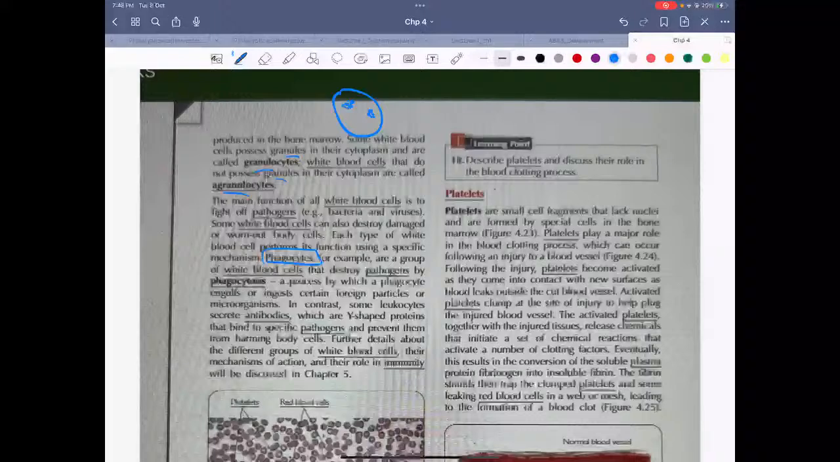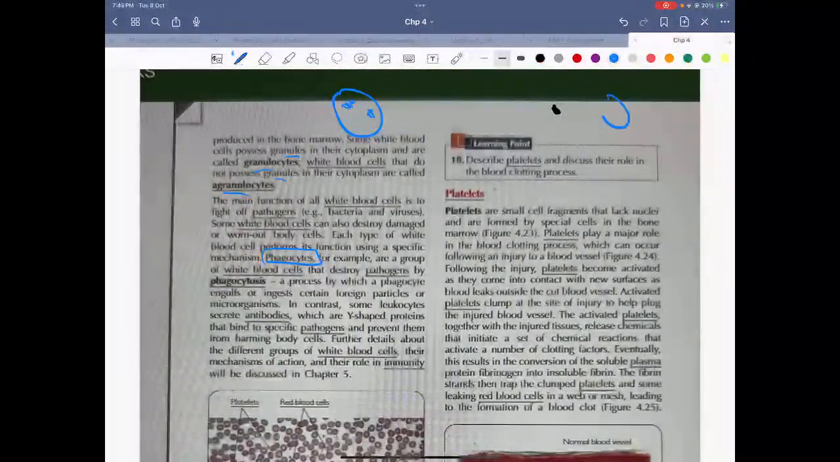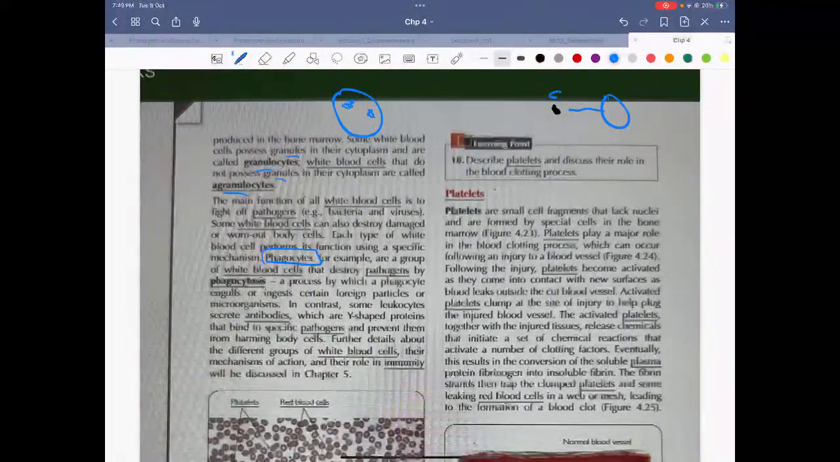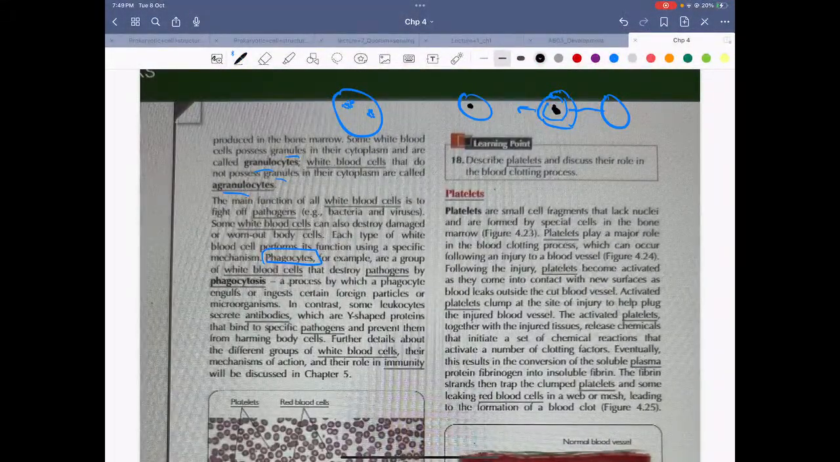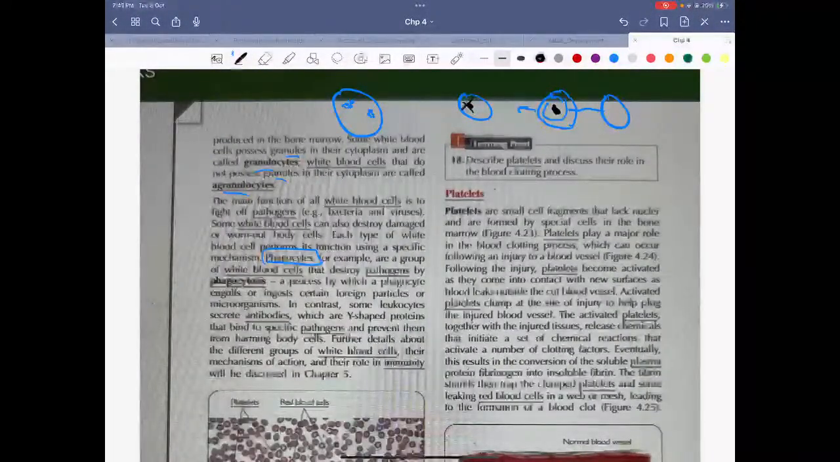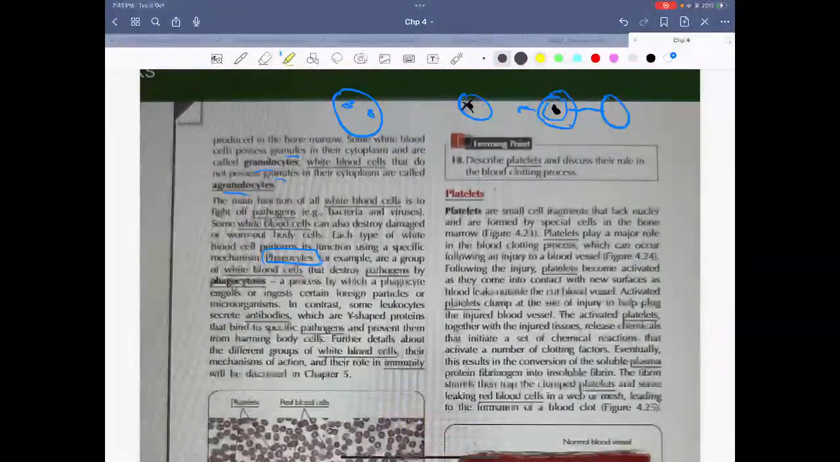Okay, now let's go back to phagocytes. What do phagocytes do? Phagocytes perform phagocytosis. So for example, we have a pathogen. The black is going to be the pathogen. The blue is going to be my phagocyte. So it's going to come close to it, and then it's going to engulf it. It's going to basically swallow it in, and then it's going to be inside of it now, and then it will degrade it. So look what they tell us about phagocytosis. It's a process by which a phagocyte engulfs or ingests certain foreign particles or microorganisms. And that's how they fight infection.